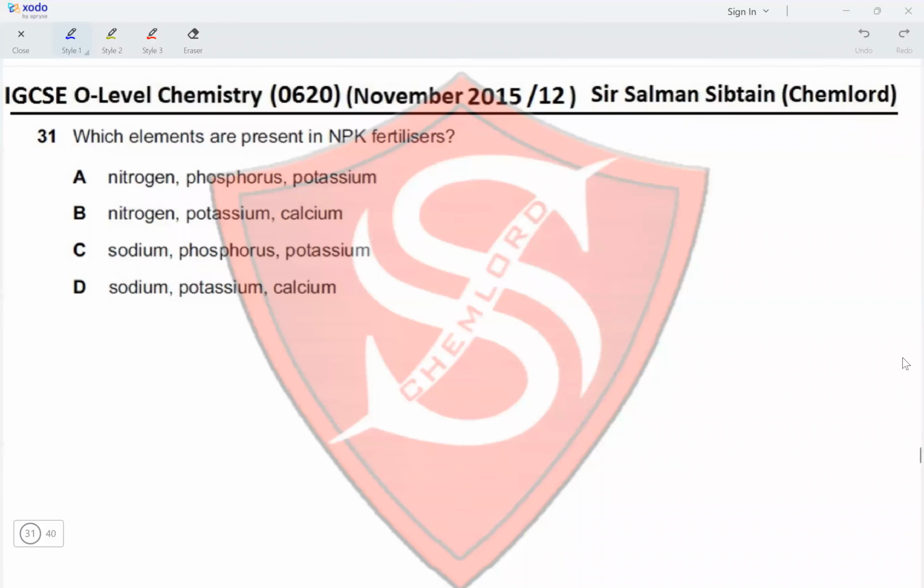Hi guys, this is IGCSE O-Level Chemistry, paper 12, November 2015, question 31. Which elements are present in NPK fertilizers? The name itself is self-explanatory. N stands for nitrogen, P stands for phosphorus, K stands for potassium. So nitrogen, phosphorus, potassium, yes. Nitrogen, potassium, calcium, no. Sodium, phosphorus, potassium, no. Sodium, potassium, calcium, no. So the correct option for this question is option A.